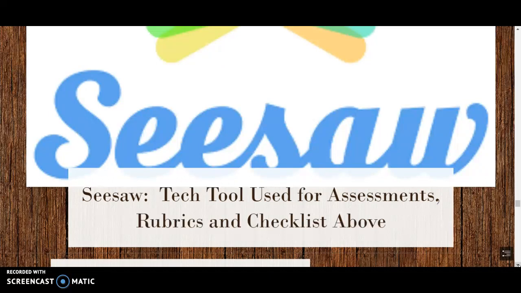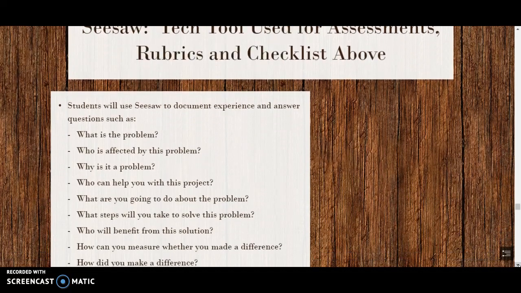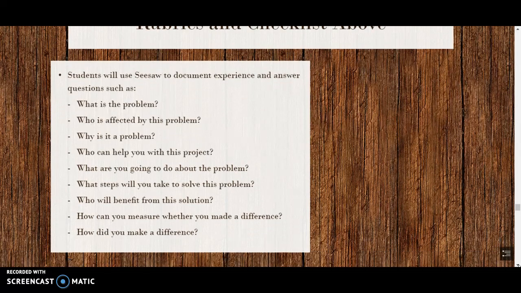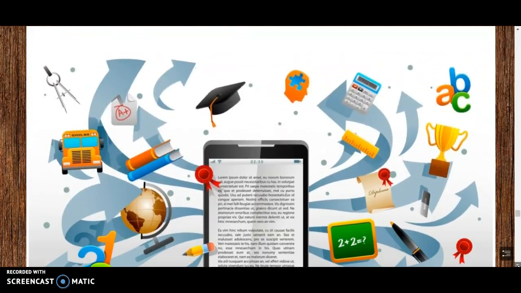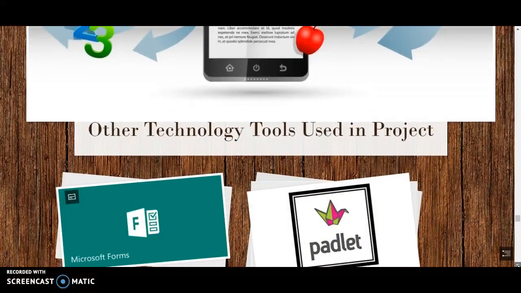Seesaw was a tech tool used for the assessments, the rubrics, and the checklist that you saw above. And students used Seesaw to document their experiences and answer questions such as, what's the problem? Who is affected by the problem? And so forth and so on. There were other technology tools used in the project as well.